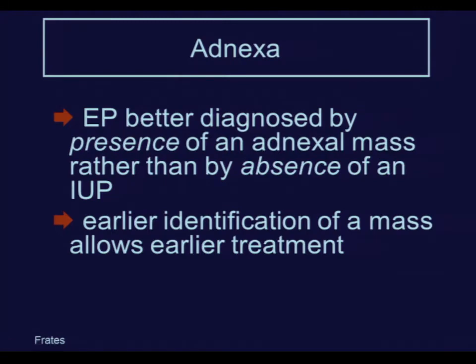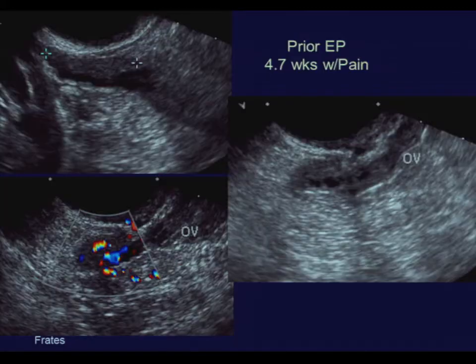Okay, so it turns out that ectopic pregnancies are better diagnosed by finding an adnexal mass rather than not finding an intrauterine gestational sac. Once you find the mass, then you can be quite confident that you're looking at an ectopic pregnancy, and then you can begin treatment for that ectopic without concern for harm to an intrauterine gestational sac.